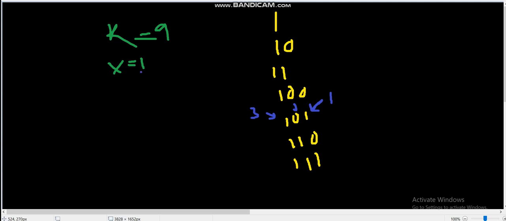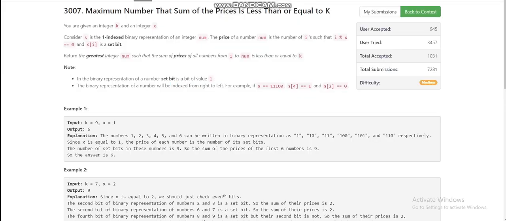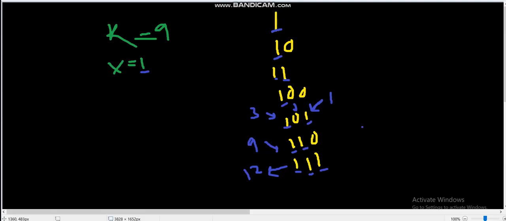Now here the x value is 1, so the problem becomes that we have to count the total number of set bits, because x is 1. Here it is 1, 2, 3, 4, 5, 6, 7, 8, 9, 10, 11, 12. So here you can see that at 6 we are getting the price as 9, but at 7 we are getting our price as 12. So our answer will be 6, because we have to take the maximum value of num such that the prices of all numbers from 1 to num is less than or equal to k. So our answer will be 6 here.